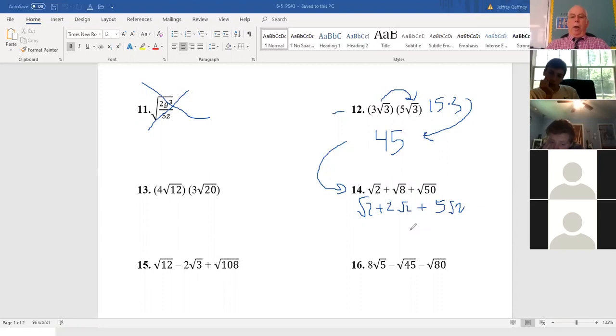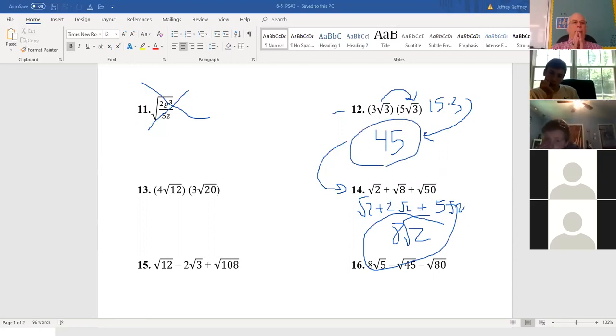Okay, so we should end up with radical 2 plus 2 radical 2 plus 5 radical 2, which is 8 radical 2, right? Everybody get that? All right. Now let's skip over here to number 13.